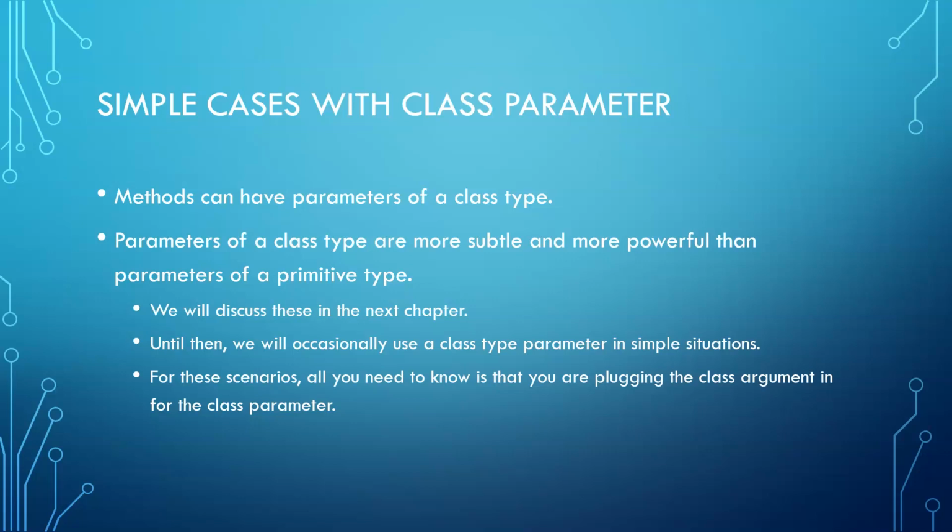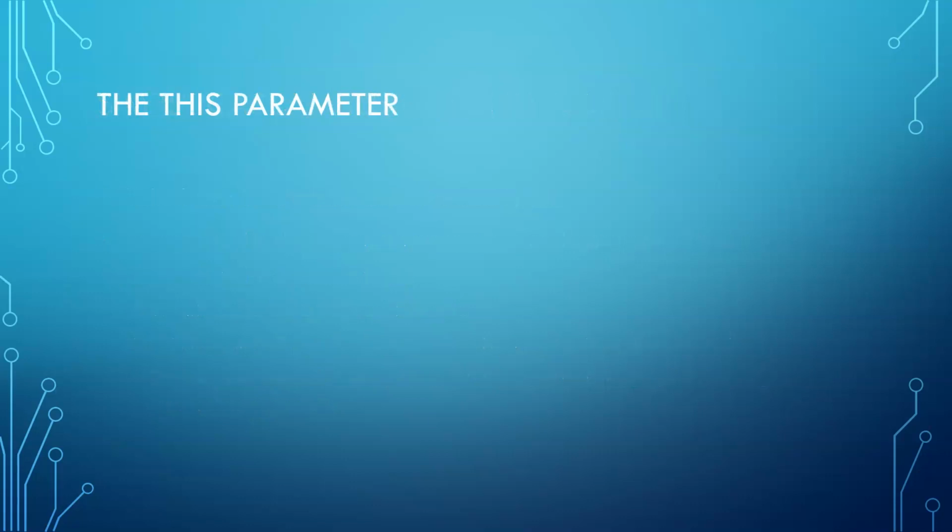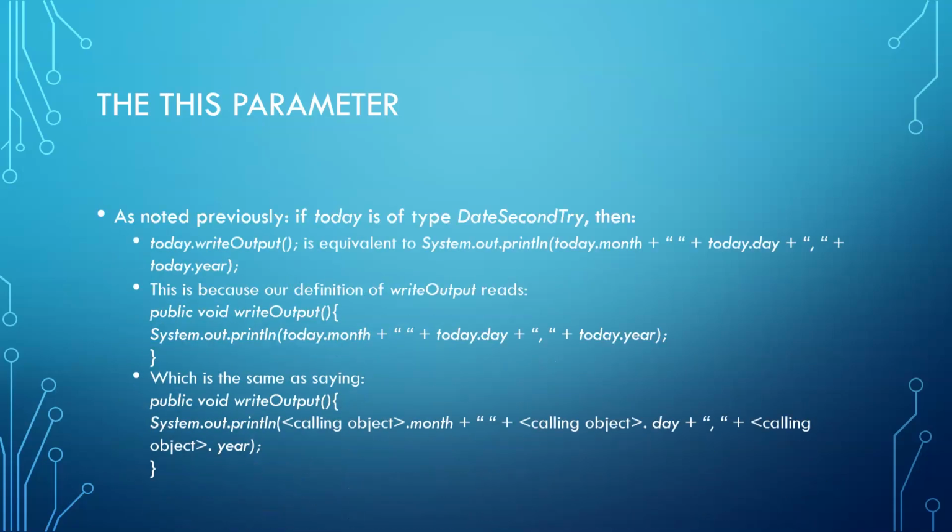Now, we're going to discuss these in more detail in the next chapter. Until then, we're going to occasionally use a class type parameter in simple situations. For these scenarios, all you need to know is that you're just plugging in the class argument for the class parameter. We're not asking you to construct your own or anything like that. We're simply just asking you to do it. So, with that being said, let's get into that of the this parameter.